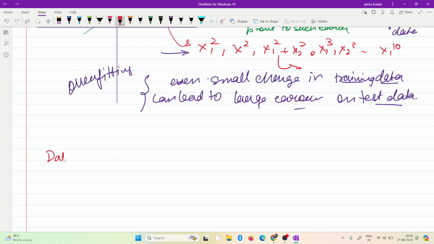So whatever data set that you get in machine learning, I think my battery is low. I'll connect the charger. Okay.